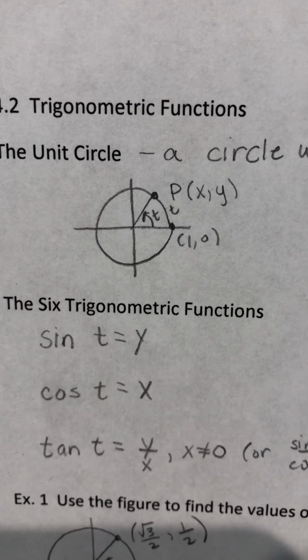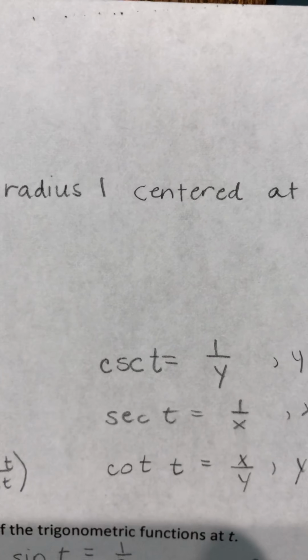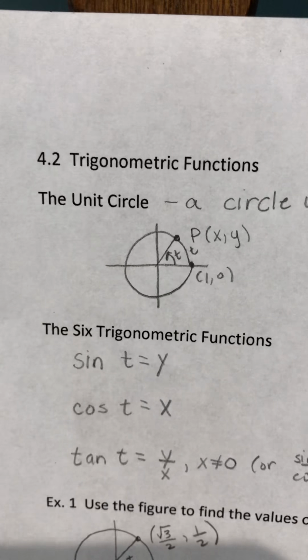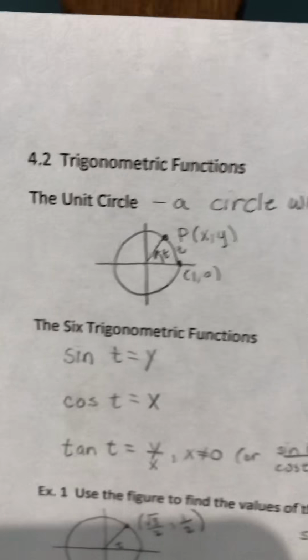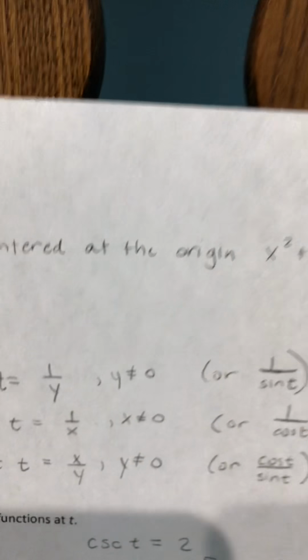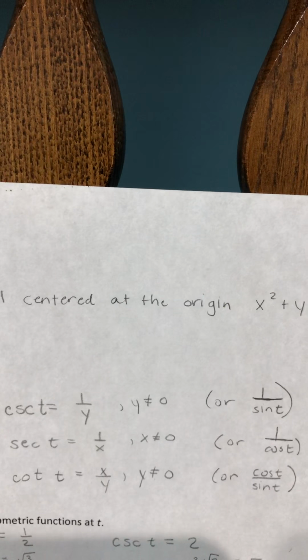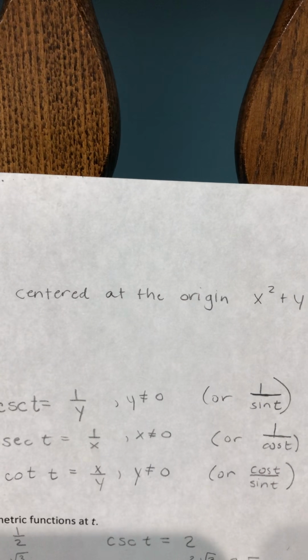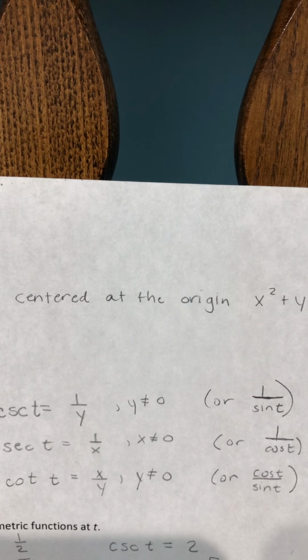So if you take the reciprocal of the sine, you get the cosecant. If you take the reciprocal of the cosine, you get the secant. If you take the reciprocal of the tangent, you get the cotangent. So you can also think about cosecant as 1 over the sine, secant as 1 over the cosine, and cotangent as cosine over sine.